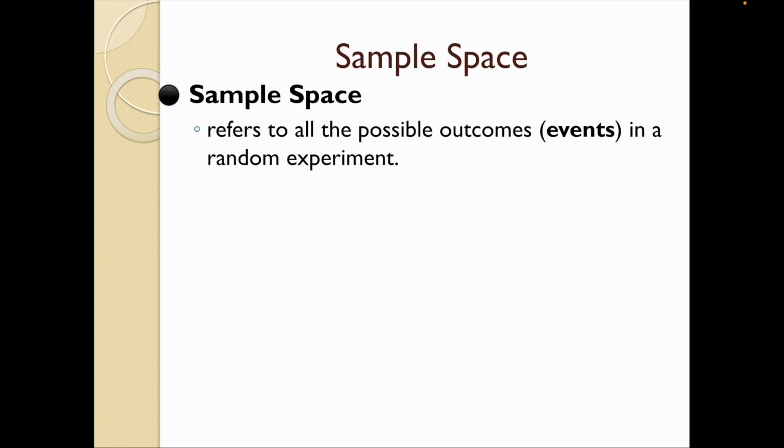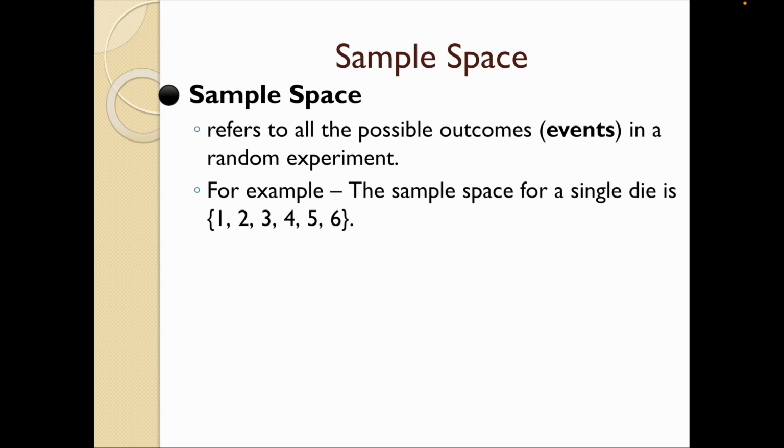So a sample space refers to all the possible outcomes or events in a random experiment. So let's use an example, right? You guys know what a die is, right? Basically, like when you're playing snakes and ladders and them kind of stuff, y'all know about dice, right? So those numbers would be 1, 2, 3, 4, 5, 6. That's your possible sample space because those are all your possible outcomes. Does that make sense?